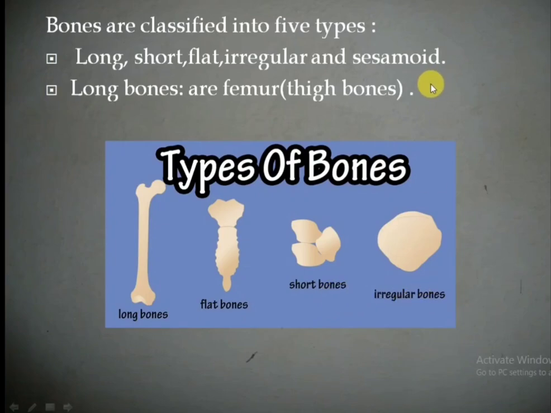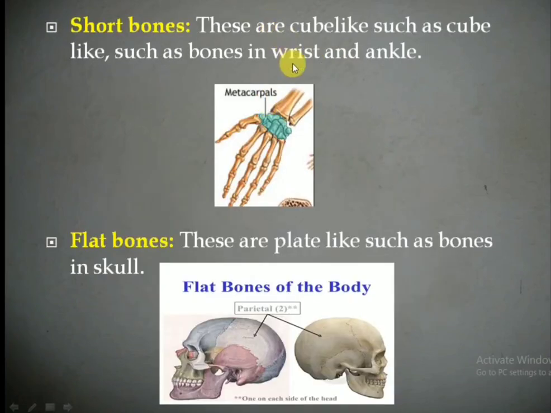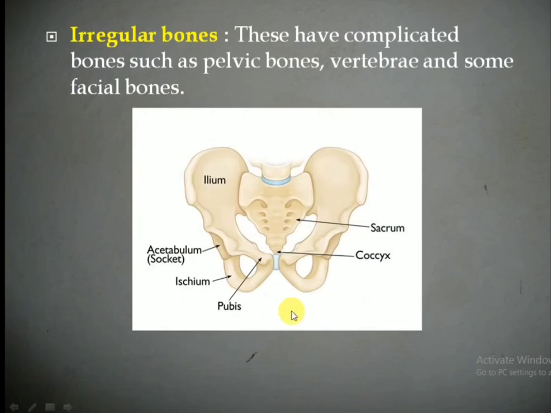Sesamoid are very unique. Long bones are located in the thigh region, that is the femur bone. Short bones are cube-like, here you can see the cube type. These are located in the wrist of the human body. Flat bones are plate-like. See here in the skull we can see these flat bones. Next are the irregular bones. These are very complicated bones and these are located in the pelvis and vertebrae, and also some in the facial region we can see this type of bones. They don't have a particular shape.